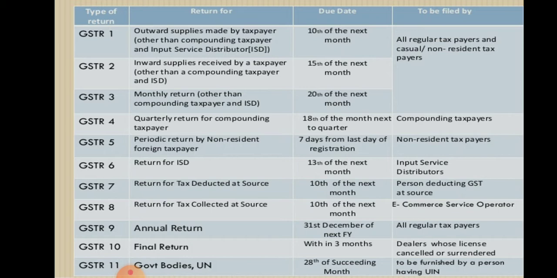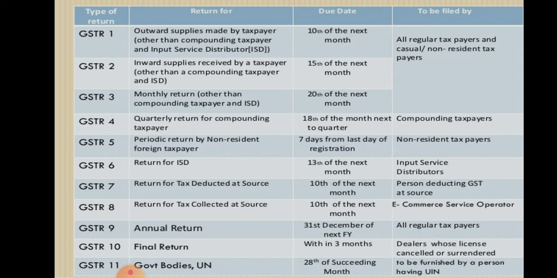GSTR 10 is the final return, which is to be filed within 3 months. Dealers whose license has been cancelled or surrendered need to file this return. GSTR 11 is the return for government bodies and UN, to be filed by 28th of the succeeding month and to be furnished by a person having UIN.